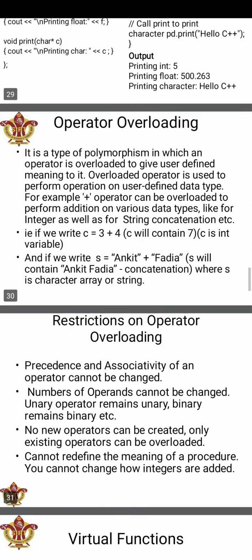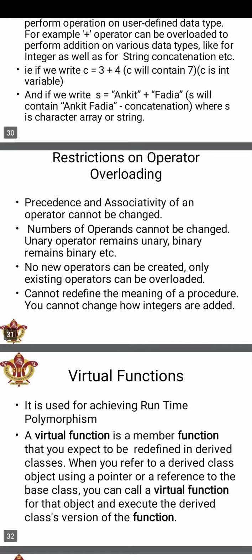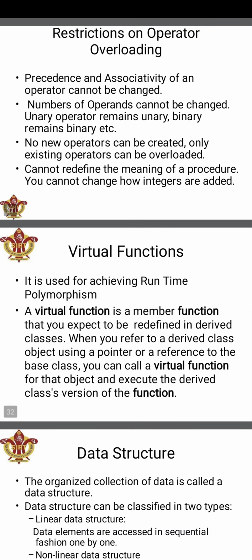So these two, operator overloading and function overloading, are compile time polymorphism, and runtime polymorphism is implemented with the help of virtual functions. Now, it is used for achieving runtime polymorphism. A virtual function is a member function that you expect to be redefined in the derived classes. So normally the virtual functions are defined first of all in the parent class, and in the derived class again we redefine this function in the child class.